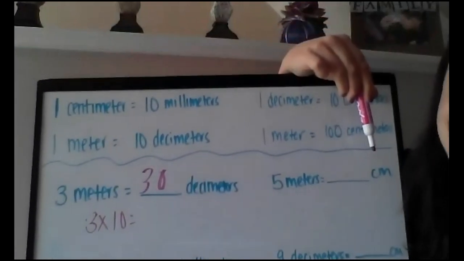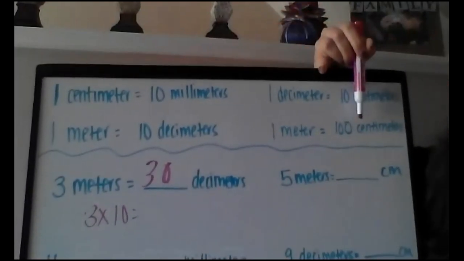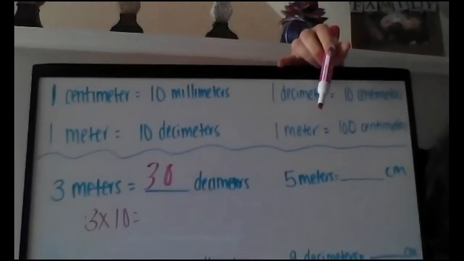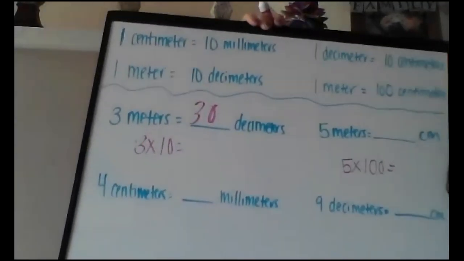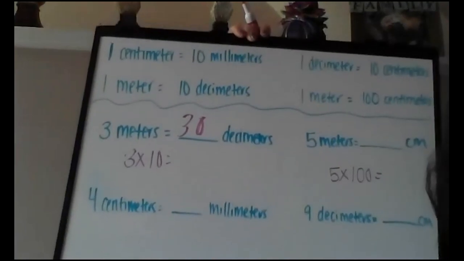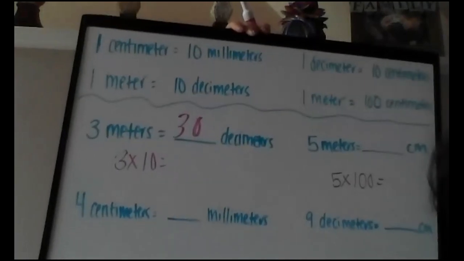Okay, let's look at this next one right here. 5 meters equals how many centimeters? Well, here is my 1 meter. 1 meter equals 100 centimeters. So if I have 5 of them, I want you to think in your head before I write it, what would I be multiplying by? Check your work. Did you do 5 times 100? Did you think of that in your head or write it down somewhere next to you? I hope so, because there are 100 centimeters in 1 meter. So if I have 5 meters, I have 500 centimeters.